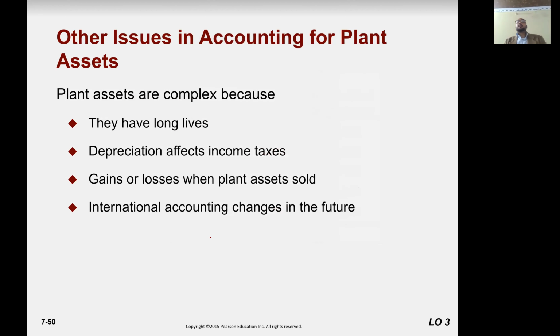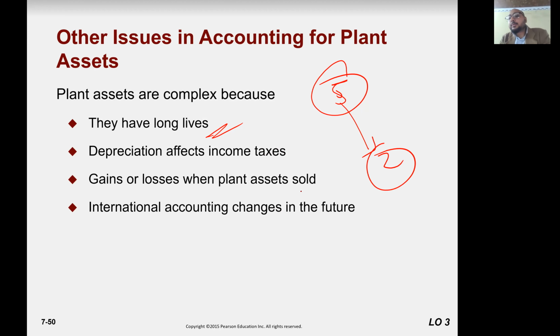All right. Now, other issues in accounting for plant assets. Number one: in our previous example, we used 5 years. What if the asset has a longer life and we wrongly calculated the 5 years? Maybe after 5 years, if we run it properly, with wear and tear and maintenance quite good, you realize after 5 years it can run 2 more years. Then our analysis changes, right? And remember, depreciation affects income taxes as well.